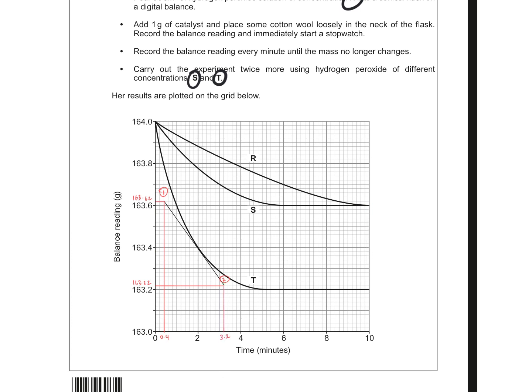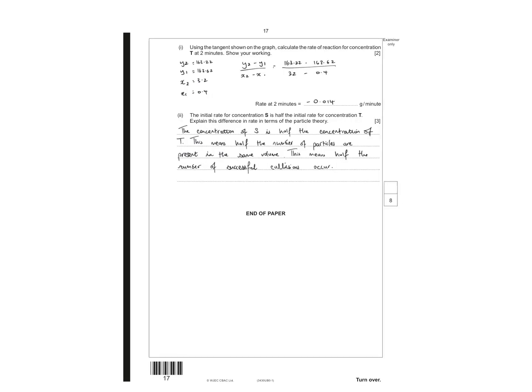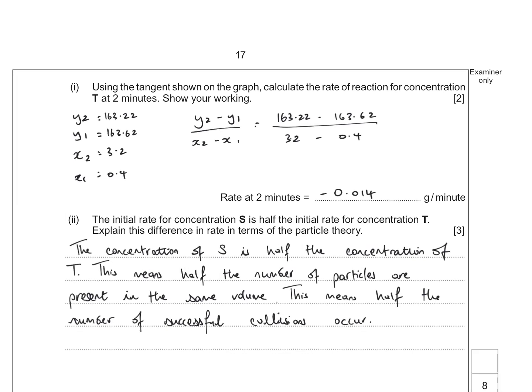And I just want you to notice my workings, everybody, at this point now for the gradient, and they've drawn the tangent for me. Using the tangent on the graph, calculate the rate of reaction for concentration T at 2 minutes. So from my graph, remember, it's the change in Y divided by the change in X. So I've got my values there. So my change in Y, Y2 take away Y1, is done by those values. And my change in X is done by taking away those values. And I end up with minus 0.04. But actually the minus isn't required because we're looking for rate. So it can simply be 0.014.